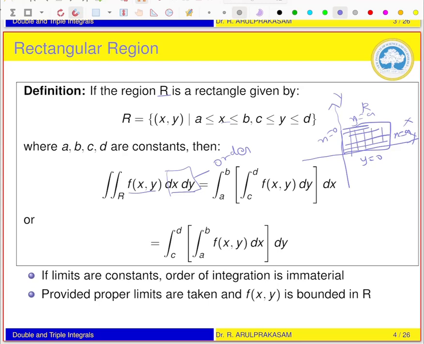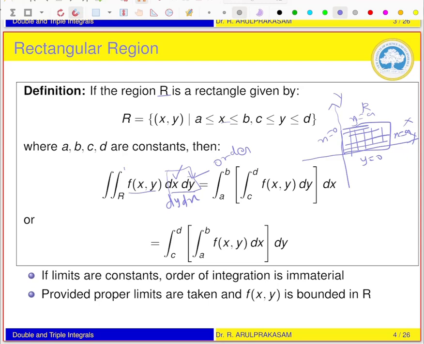This is the meaning, this is the procedure I have to cover this area. So the meaning is, first integrate with respect to x and then y, this way I can cover. Or dy and dx. What do you mean by dy and dx? The order I can change based on the limit.